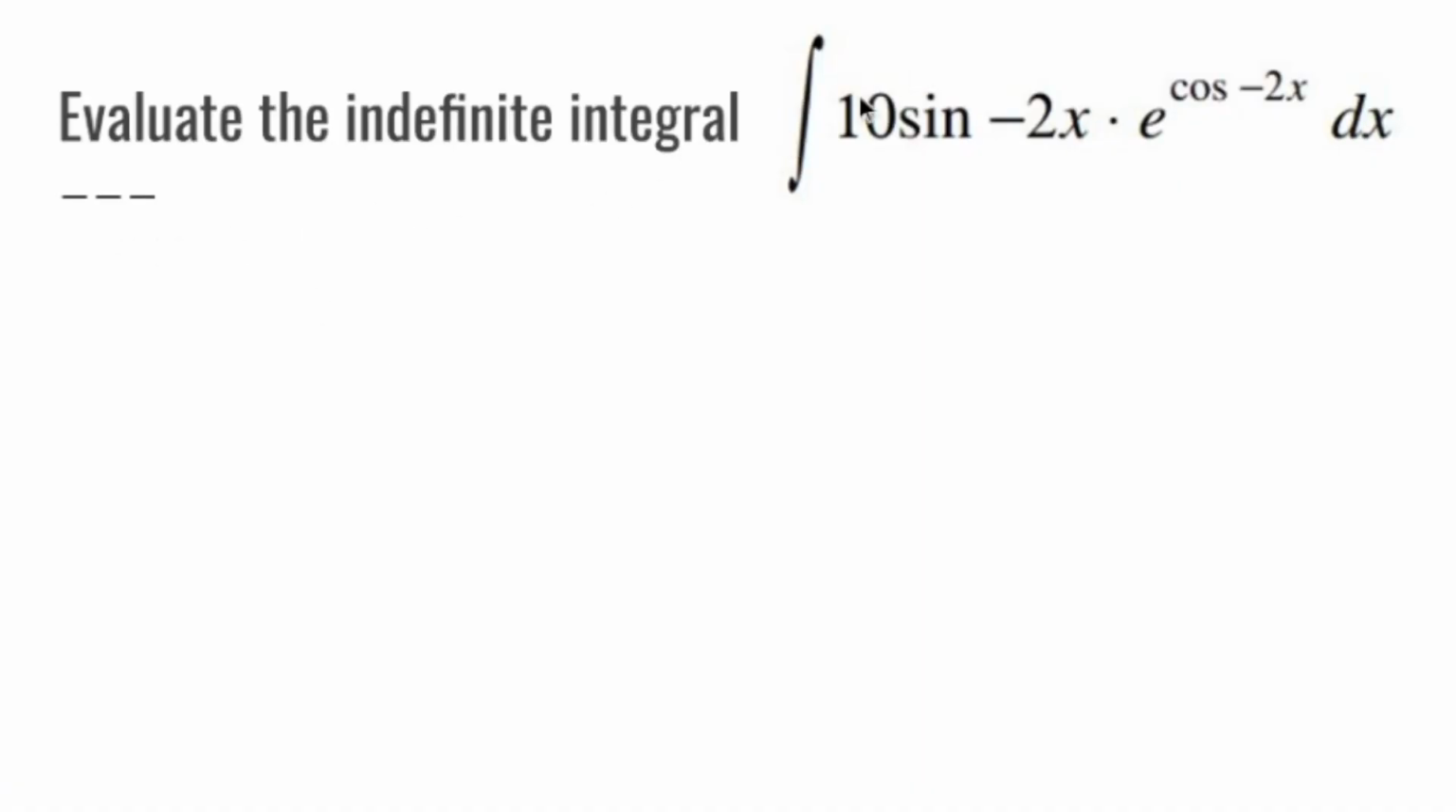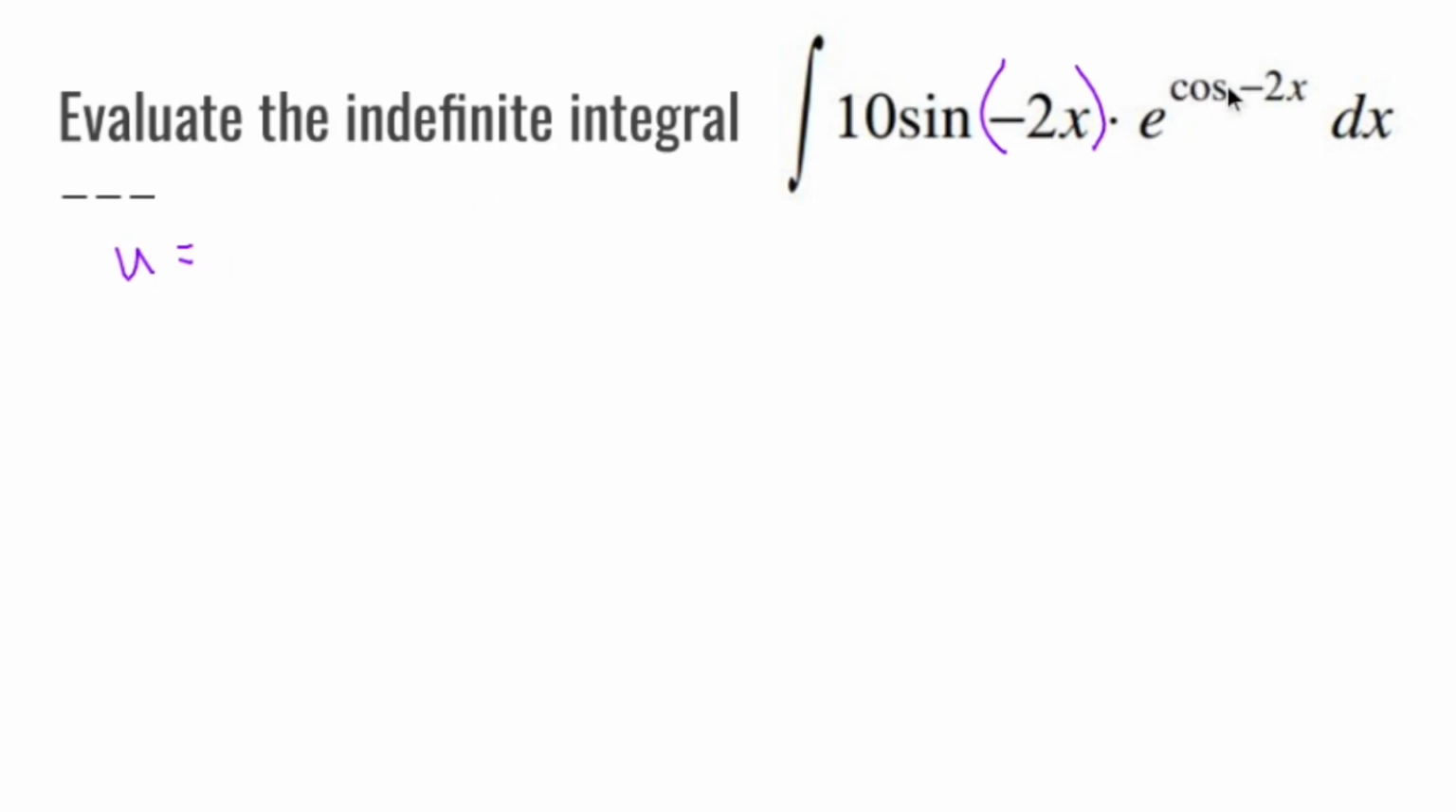Evaluate the indefinite integral. We have 10 sine of, let's put this in parentheses so it looks a little bit bigger, of negative 2x times e to the cos negative 2x. What you want to do is whenever you have weird looking integrals, like we have something times something to the something, we want to try to use what's called U substitution. And when you use U substitution, you want to pick a U that if you were to take the derivative of it, you see that derivative floating around somewhere else in the problem.